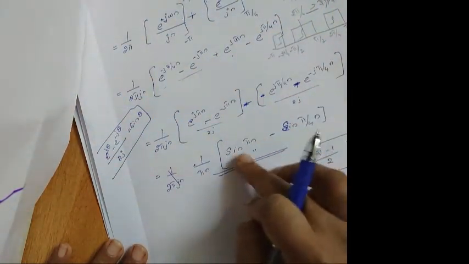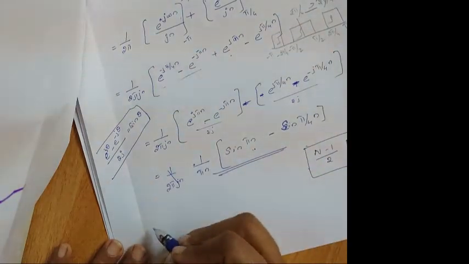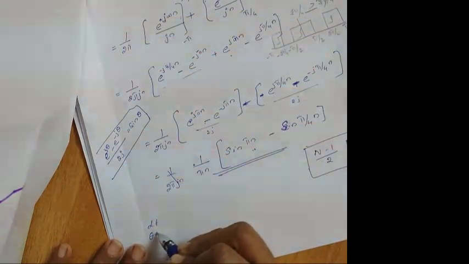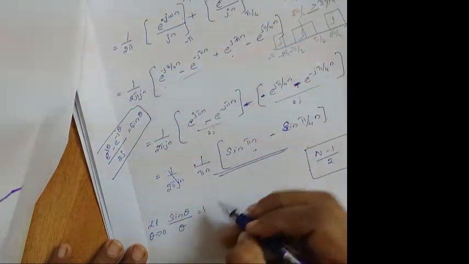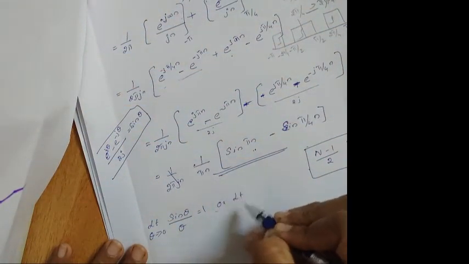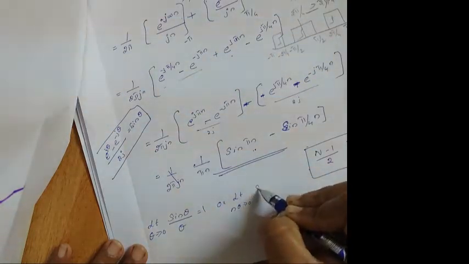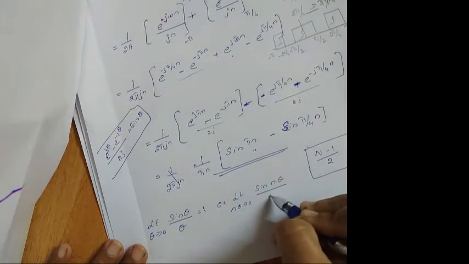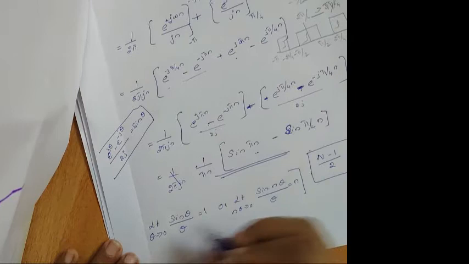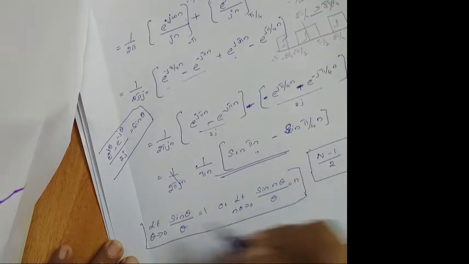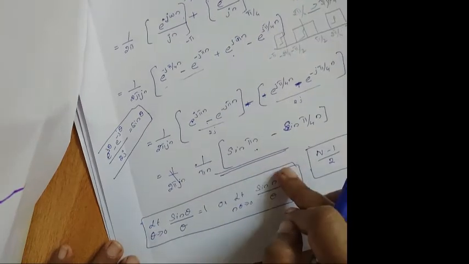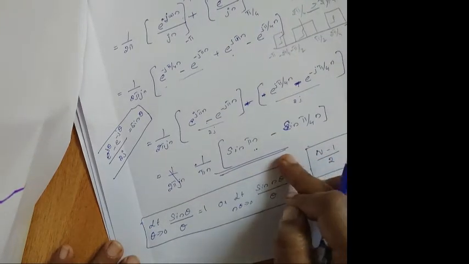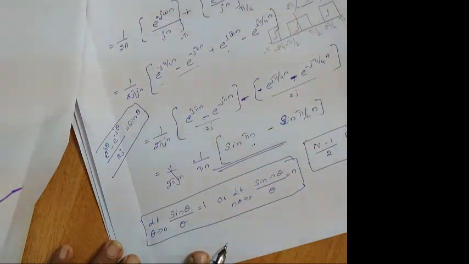Whenever the sin value is getting 0, there you have to apply the limit as theta tends to 0, sin theta by theta is equal to 1, or limit as theta tends to 0, sin n theta by theta is equal to n. This is the other equation that you have to understand. This is the main thing: when the sin value becomes 0, at that place you have to place the limit. Okay.